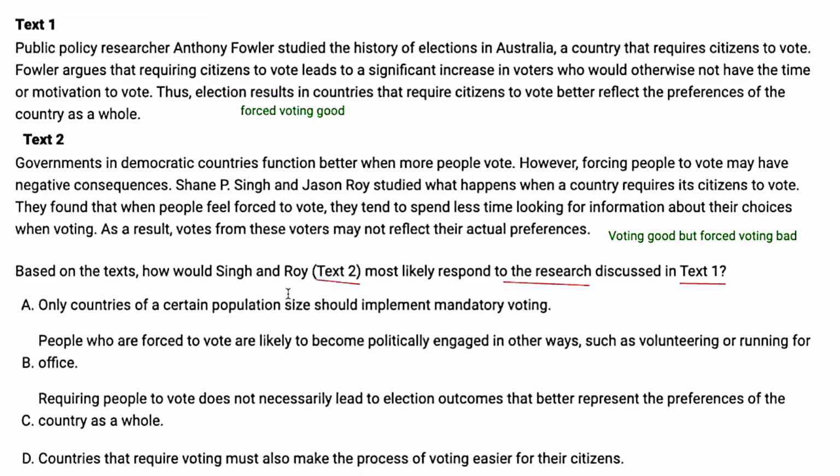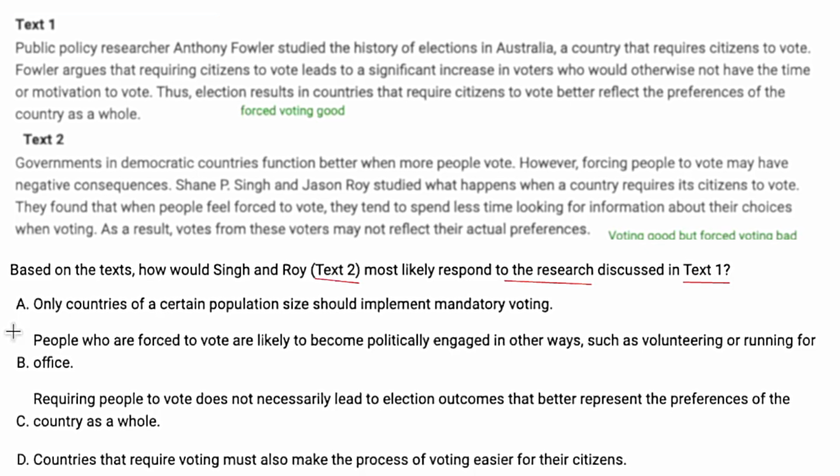So how would text 2 respond to that? I'm guessing that they would emphasize that these votes may not actually reflect their preferences, specifically because they spend less time researching the candidates. And I'll go through and I'll start eliminating. Only countries of a certain population should implement mandatory voting. There was no mention of population size in either of these texts, from what I remember.